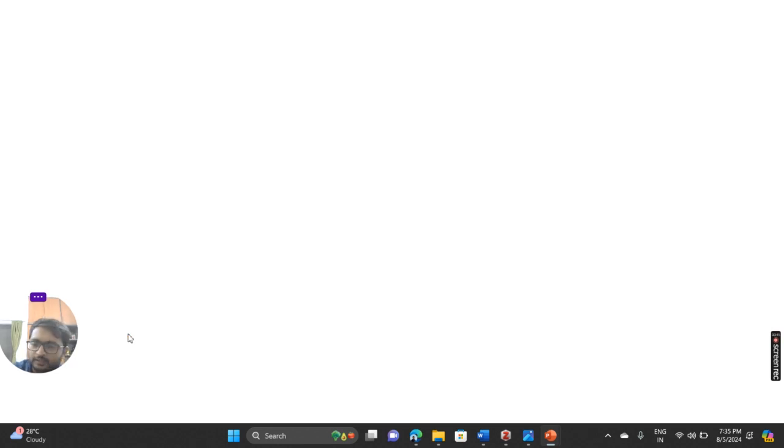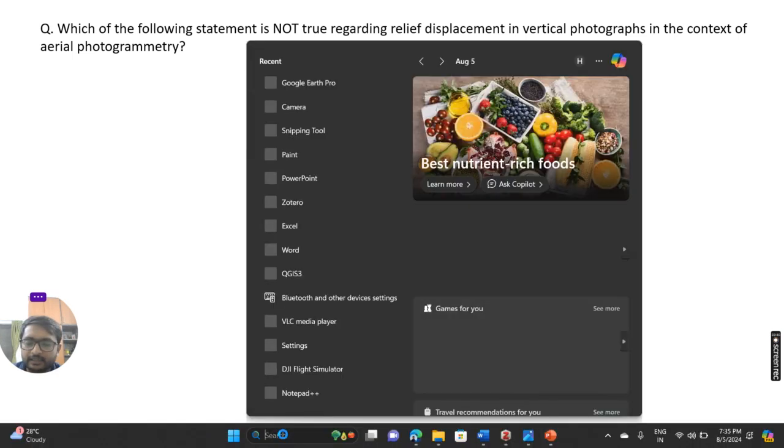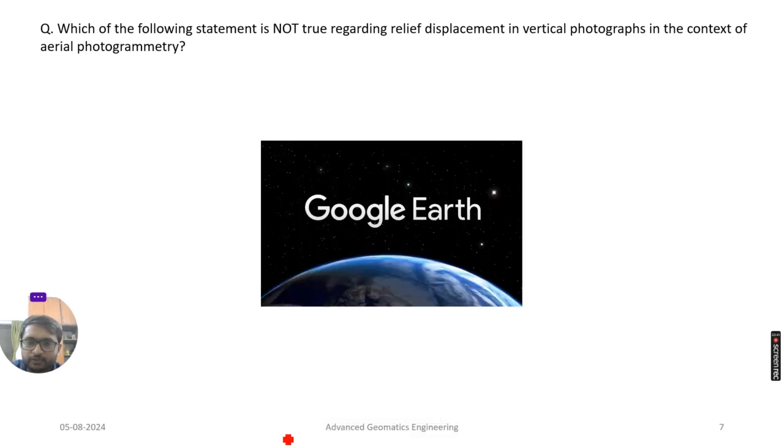Okay, so now we'll go to the next one. I think we have done pretty much an overview of what we learned in the last class. We have gone through some examples on map scale and some theoretical questions. Now in the second week, you will have more on photogrammetry, where the first lecture focuses on relief displacement. First of all, we will see what we mean by relief displacement. For that, I will show you an example.